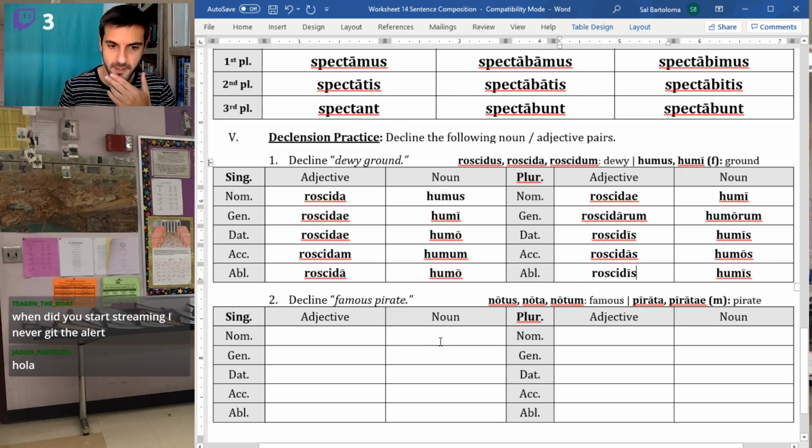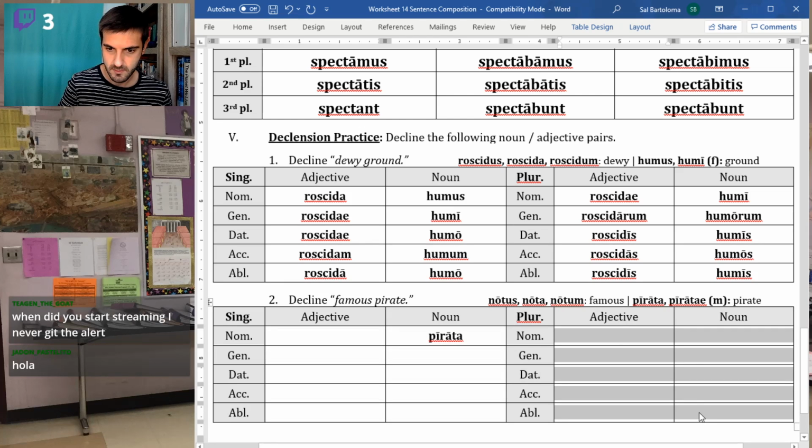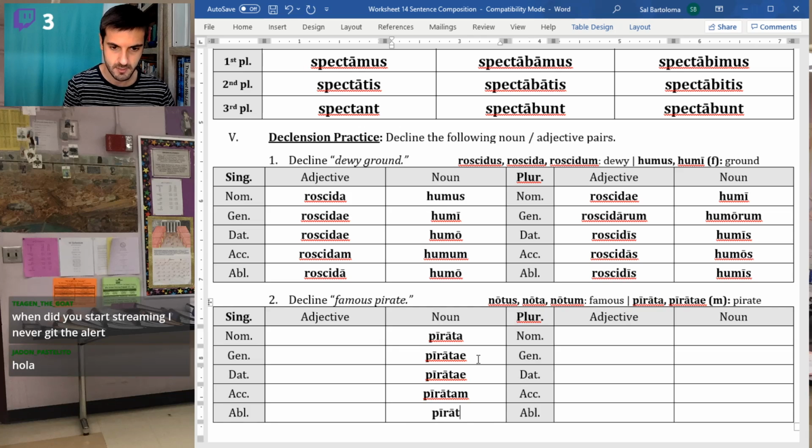And then our famous pirate, he is a pirate. Oh, so many long marks here. Oh boy. This is going to test me. So pirata, piratae, right, first declension noun. Piratae, piratam, pirata.